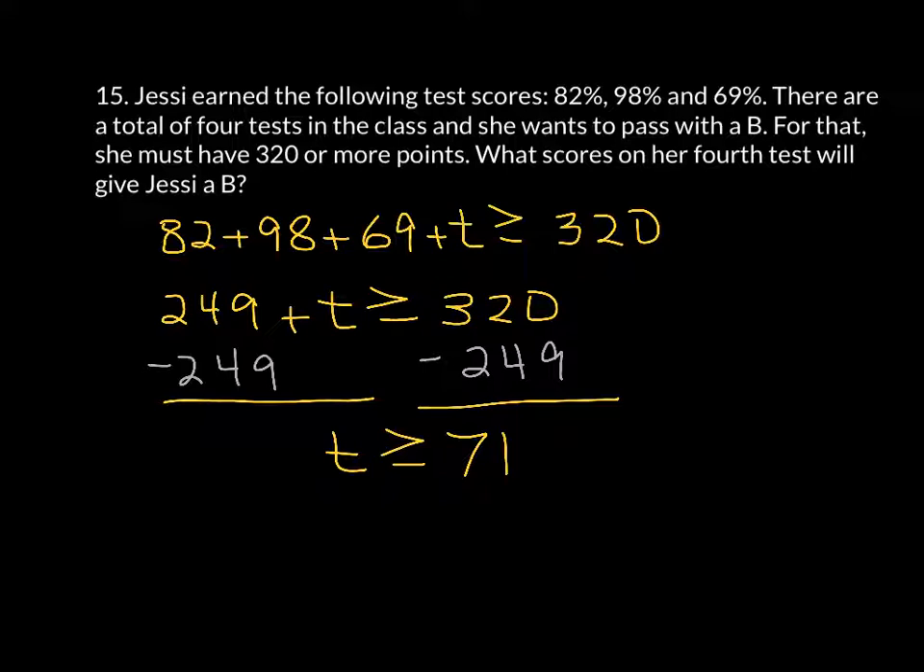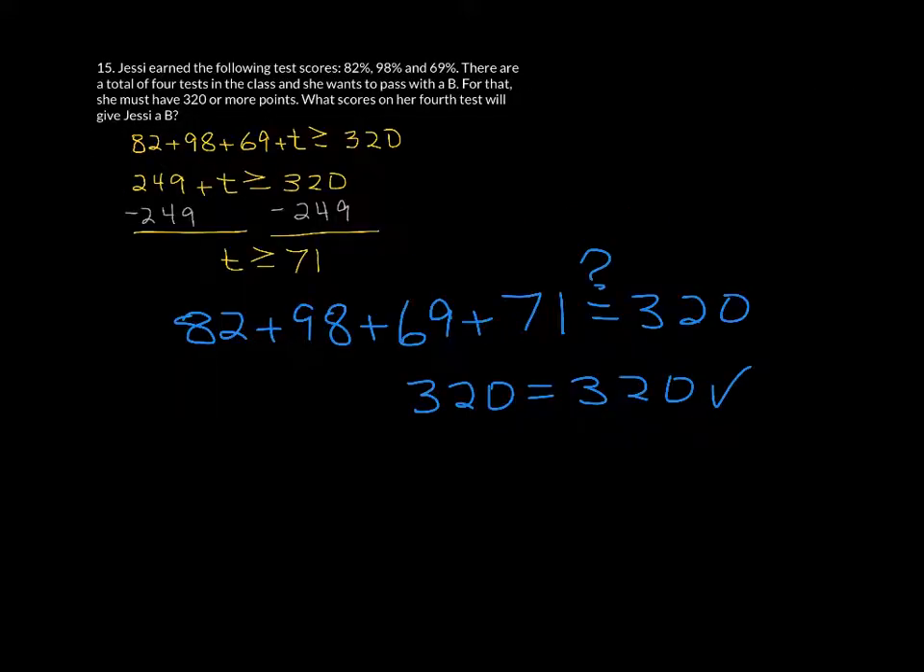Let's check our work by substituting 71 in for T. If 82 plus 98 plus 69 plus T equals 320, then we know that when T is greater than 71, it will be greater than 320. And so we find that 320 equals 320, and it checks. So our solution is that T has to be greater than or equal to 71. So Jessi has to earn that score or better on her last test in order to earn a B.